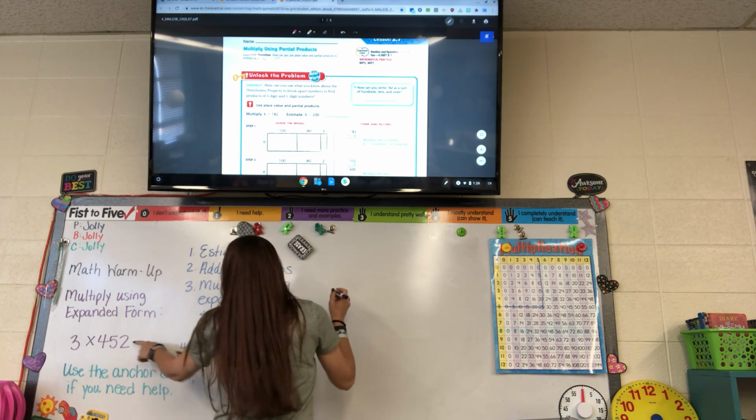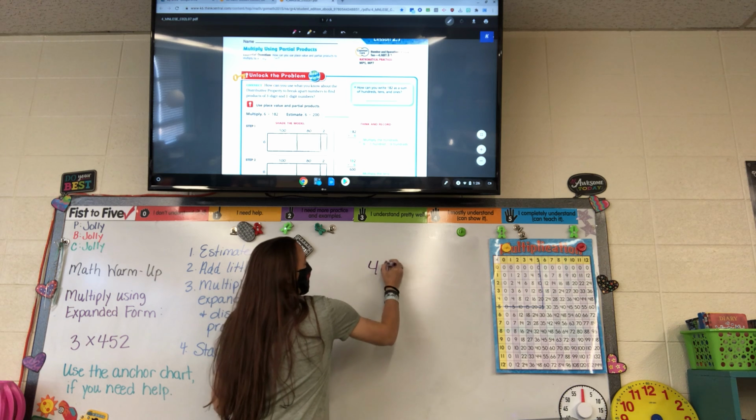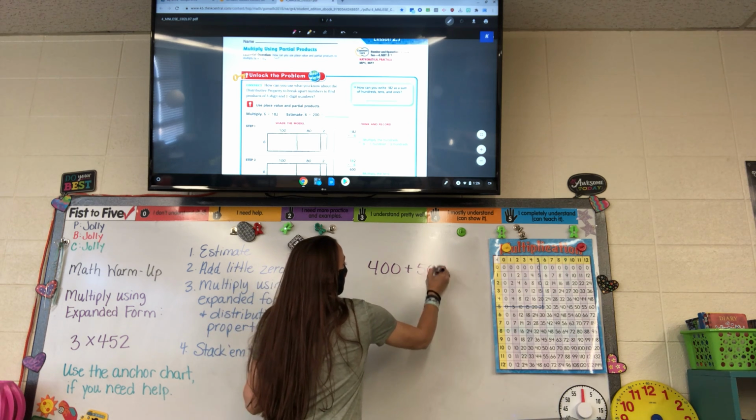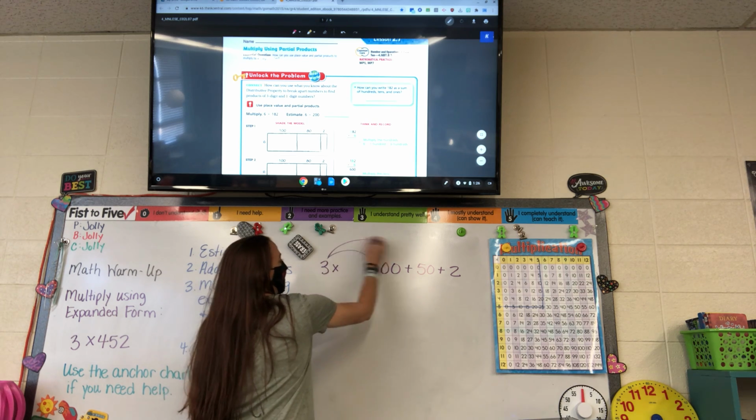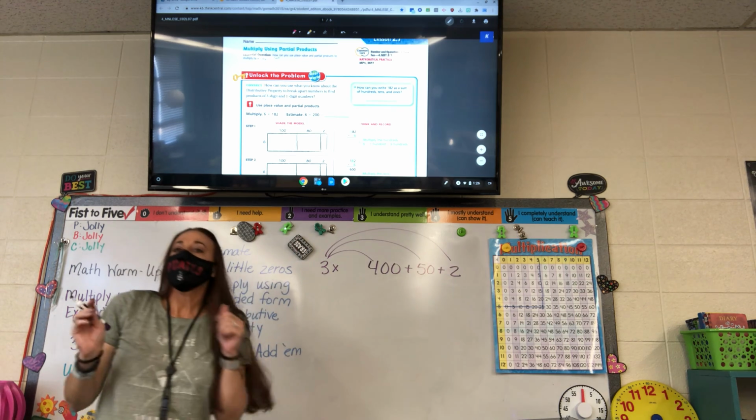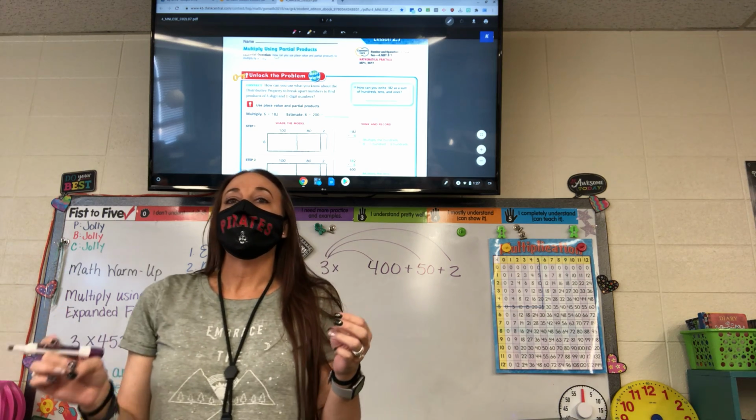We put 452, we turned it into 400 plus 50 plus 2, and then multiplied our single digit times each part, right? We are doing the same thing today.